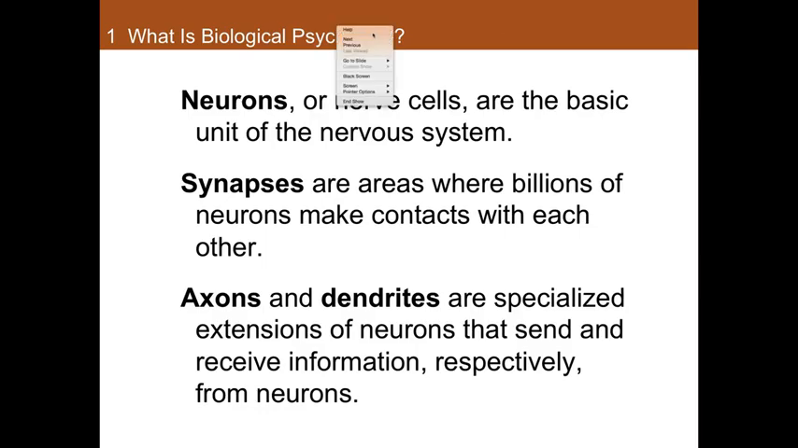And there's some basic vocab words that we're going to need to become familiar with as we start on our journey in this discipline. First would be neurons or nerve cells, and they're the basic unit of the nervous system. Synapses are areas where the neurons make contacts with each other, and then the axon and dendrites are specialized extensions of neurons that send, that would be the axon, and receive, that would be the dendrites, information respectively from neurons. And we'll talk more about that as we go into the neuroanatomy lectures as well.